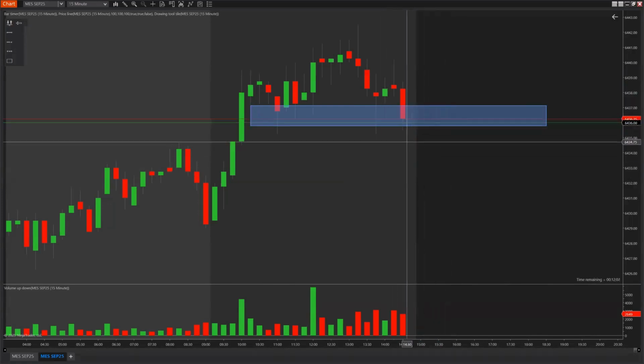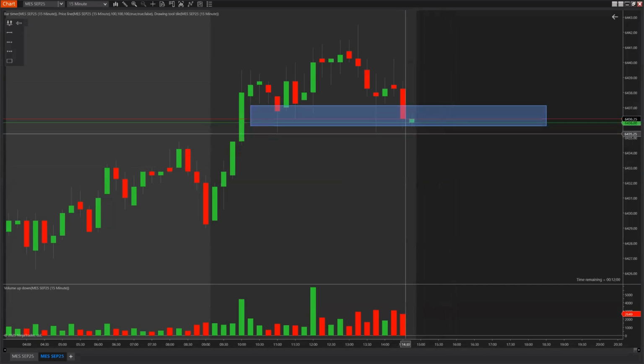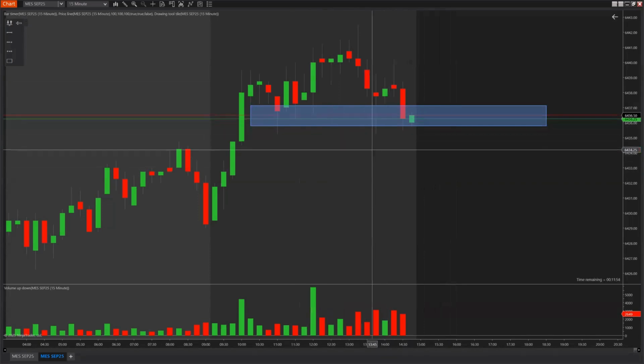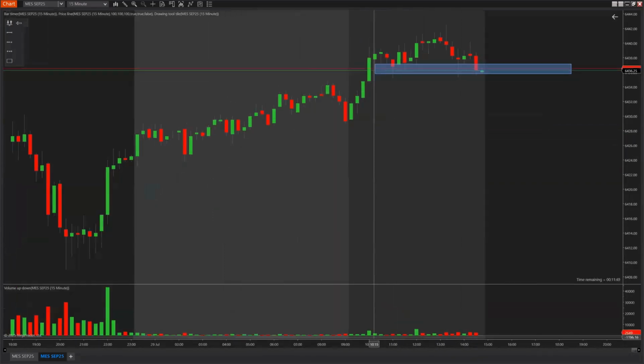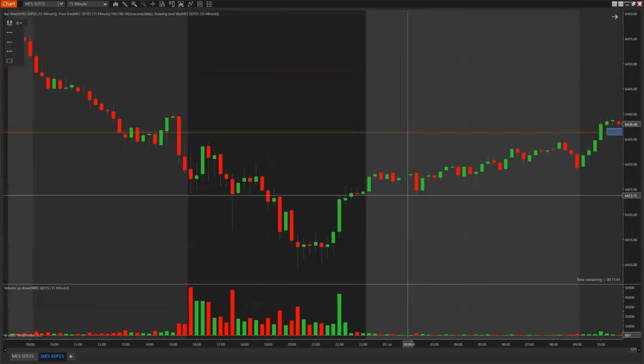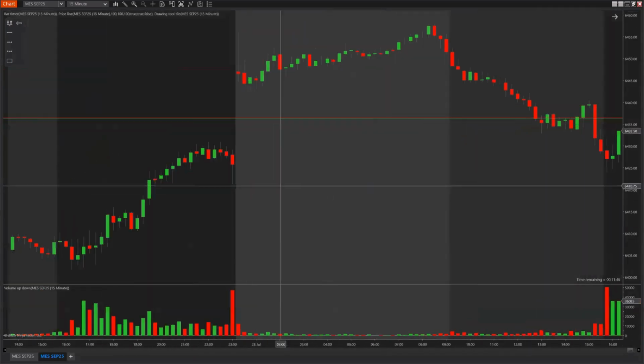All right. And if you don't see your entry confirmation, well, then maybe you just wait for a manipulation of these lows. All right. You can see these are exact same lows, equal lows as well, these two. So this for me would be a valid support to be looking to trade off. Now let's take a look and see if we can find something else.